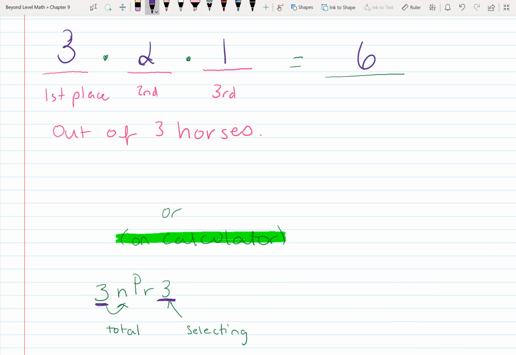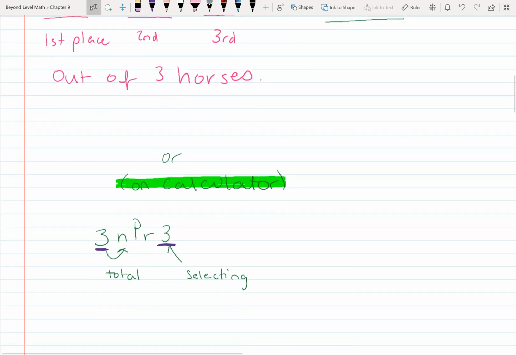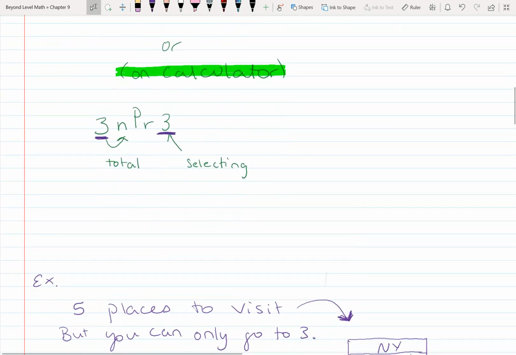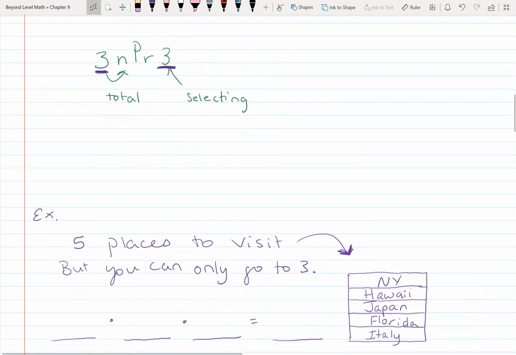Now, if you are using the Casio, I'm going to type in 3. I'm going to do shift, do that multiplication button to get the nPr. So I see 3P3. I'm going to click enter, and I will get 6. So always type in the first number, then click the permutation button, then type in the second number and press enter. Alrighty. So again, order matters.